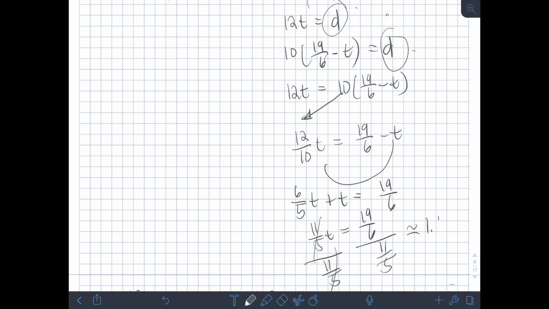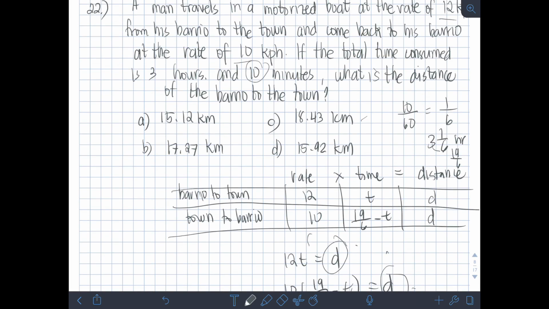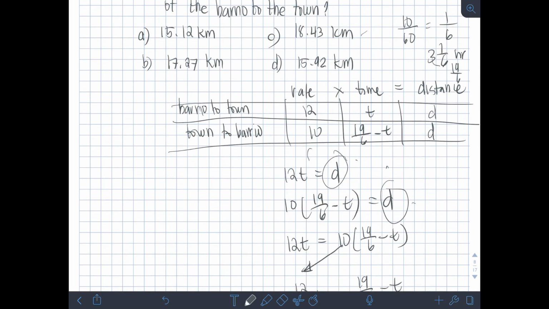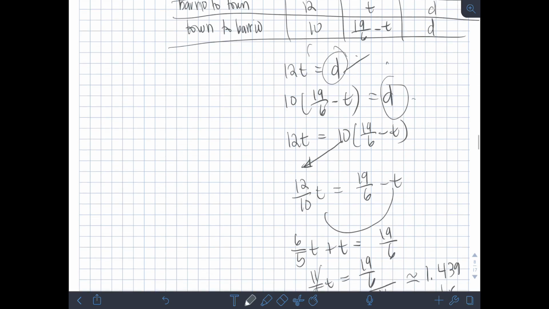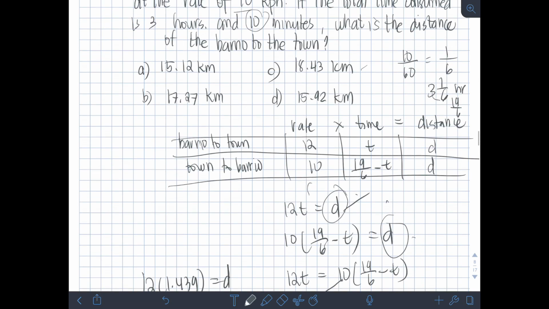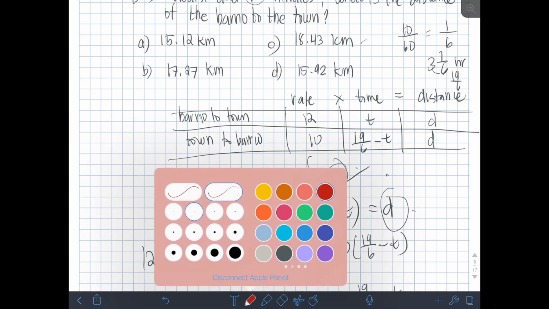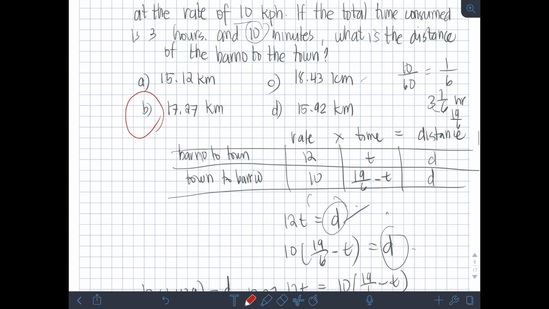Approximately 1.439 hr. Okay? Pero ang hinahanap natin ay yung distance from barrio to town. So, itong gagamitin natin, 12t is equal to d. So, substitute natin yung t na nakuha natin, 1.439. So, 12 times 1.439 is equal to d. So, the answer is 17.268 or approximately 17.27. So, the answer is letter B.